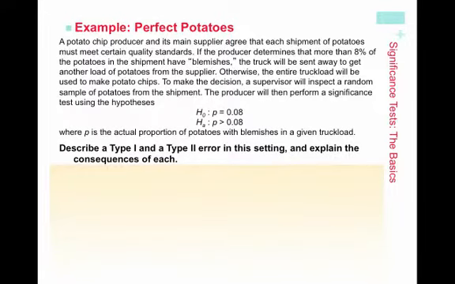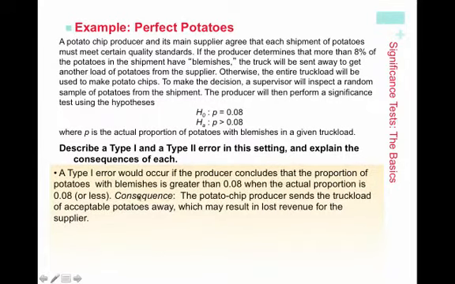Okay, so type 1 is when H0 is true, but we're rejecting it. So type 1 would occur when the producer concludes that the proportion of potatoes is greater than 0.08 when the actual is 0.08 or less. The consequence of this in the context of the problem would be that the potato chip producer sends a lot of acceptable potatoes away, and that might result in lost revenue.